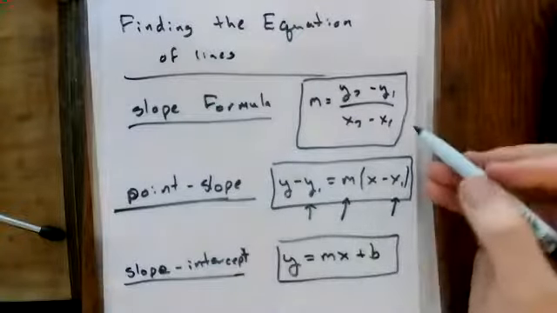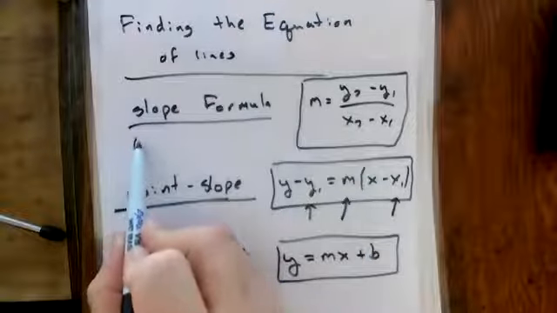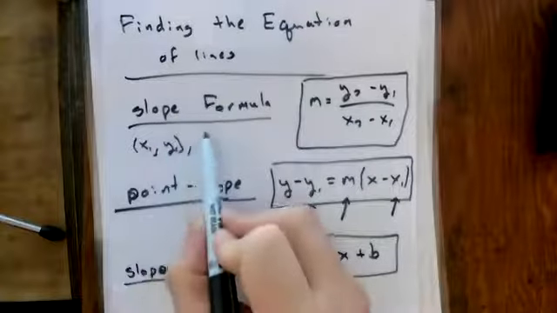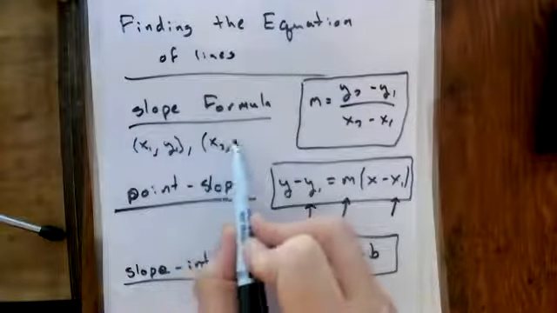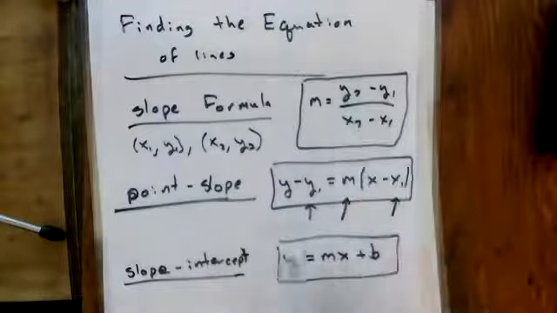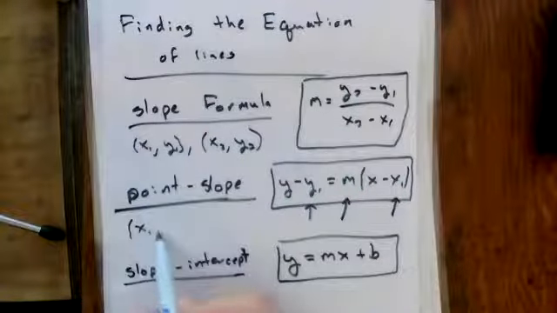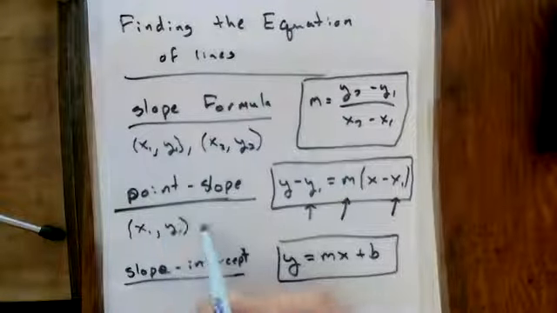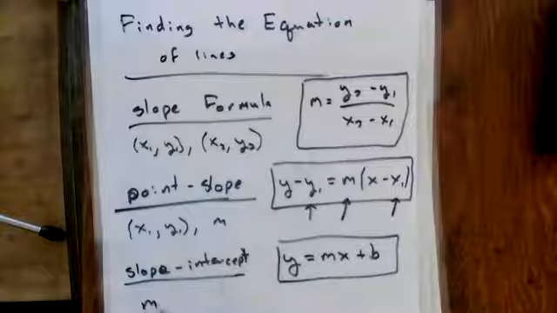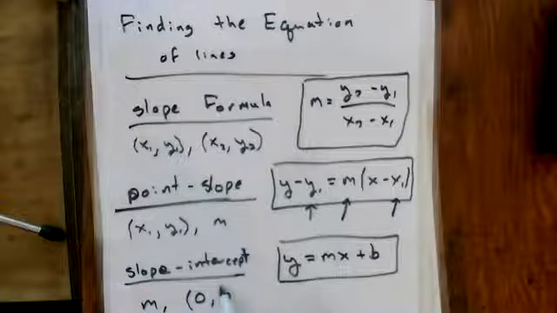So this is for points. So whatever we're doing, this is given points x1 and y1 and x2, y2. So this is our points that we would plug in to find our slope. Point slope, if we're given just any point, x1 and y1, then of course our slope is m. Or if we're given our slope and our y-intercept, that's b.